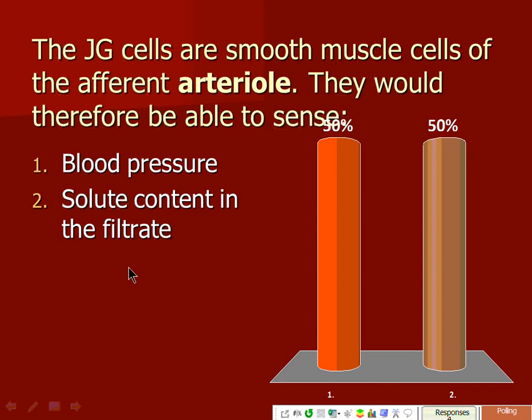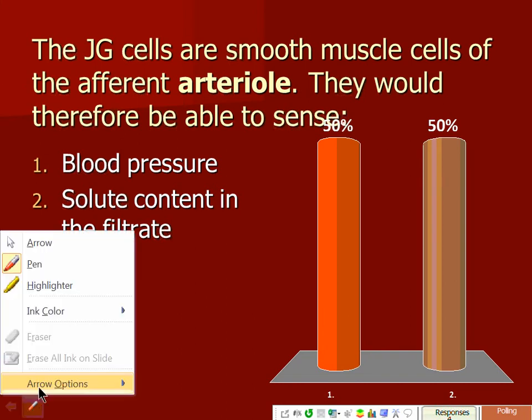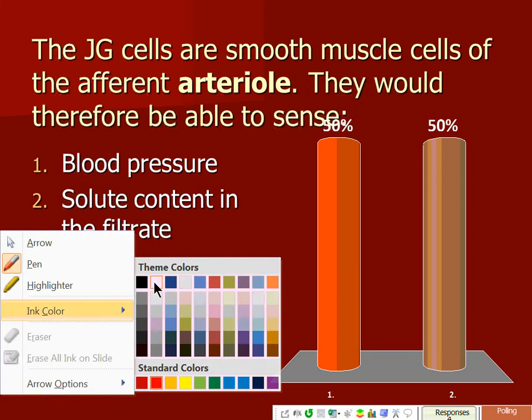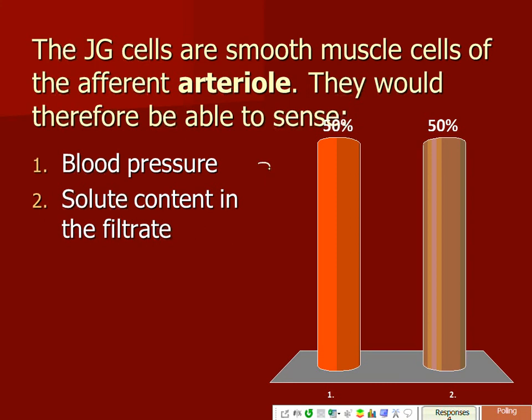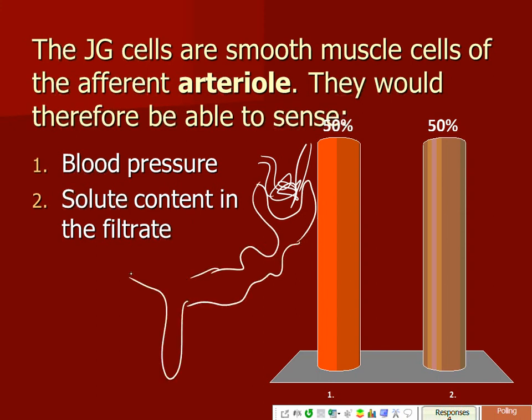So instead of trying to memorize, think of it this way. Here we have the glomerulus, and here's the Bowman's capsule, which leads into the proximal tubule, and so on, the loop of Henle, and comes back out like this. So blood is flowing through here, and here's where those JG cells are. So what is passing through them? Blood. So they can sense blood pressure.